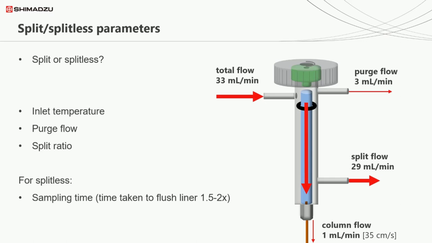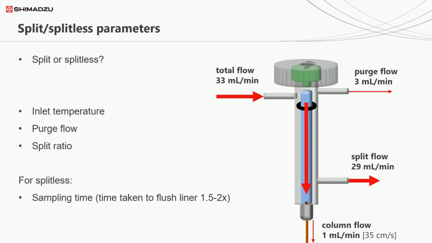Try to use a split ratio between 20 to 50 to 1 to begin with, and adjust your standard concentration to ensure you're sitting well within the detector's dynamic range. Since you've already chosen your linear velocity for the carrier gas, only two further parameters remain: inlet temperature and purge flow.